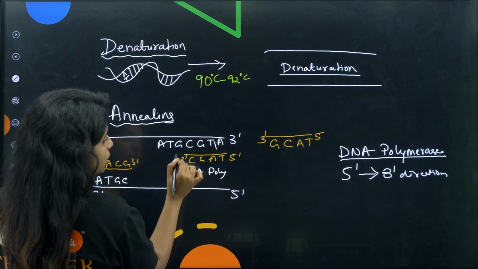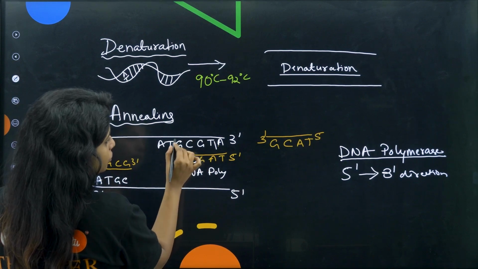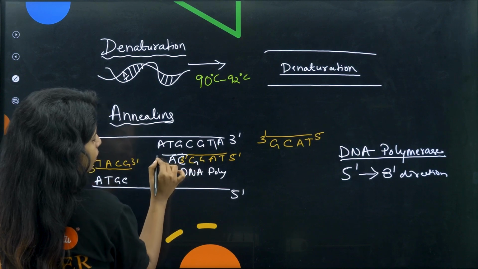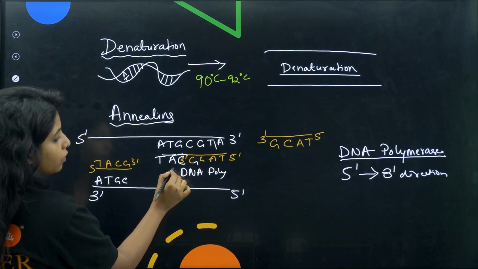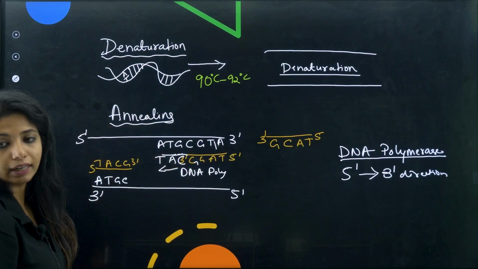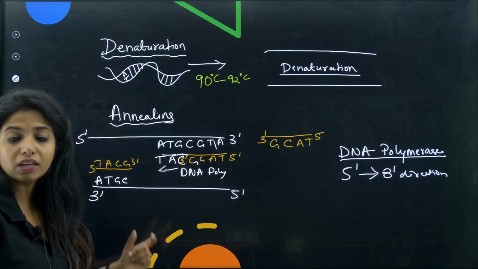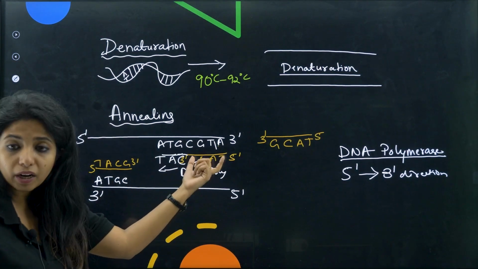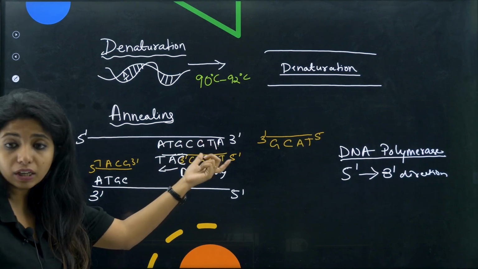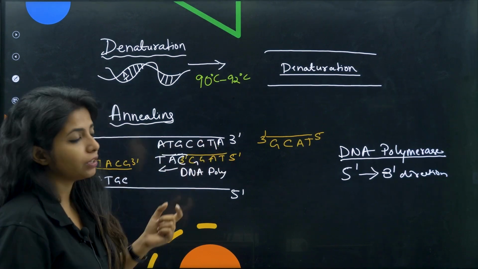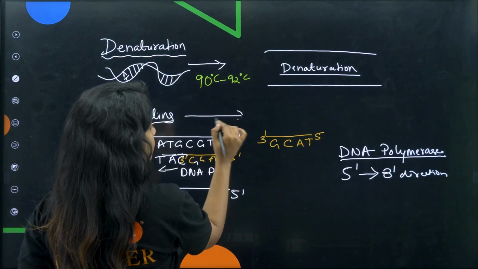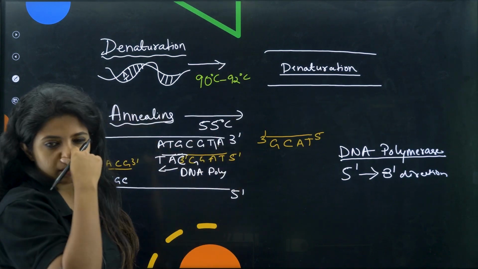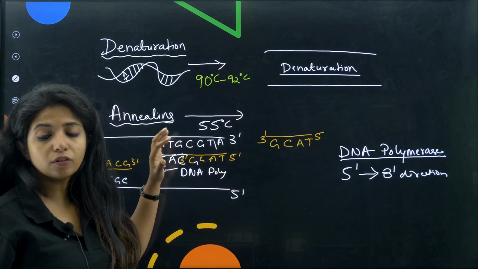For example, G is here, so it will be C over here, it will be A over here, it will be T over here. In this way it will go on extending in the 5 dash to 3 dash direction, but it needs the primer initially because of the bonds that are needed there. So that is why we need a primer. The attachment of the primer is known as annealing, and this needs a temperature of around 55 degrees Celsius. So the temperature has lowered in the case of annealing.